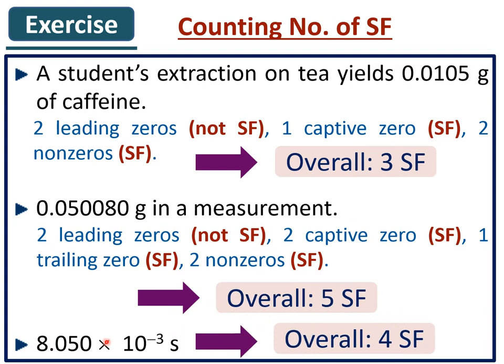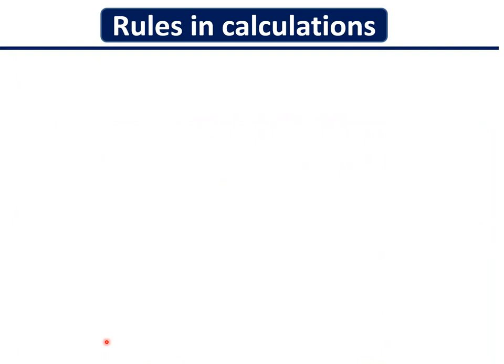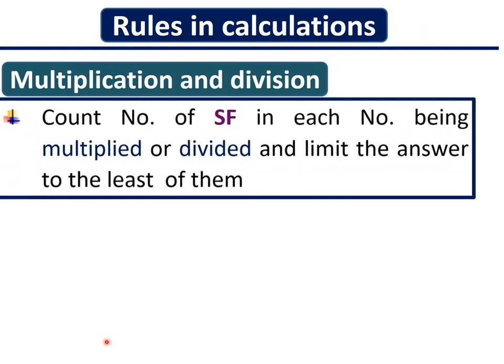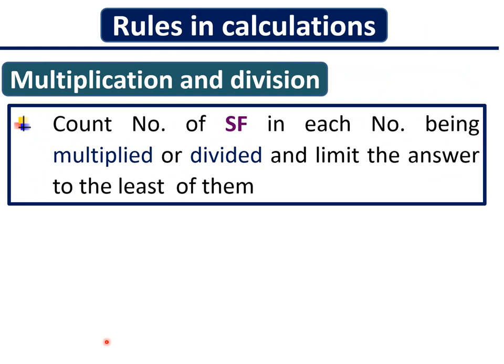Now we are familiar with counting how many significant figures we have in the measurements. How about if you make some calculations with these figures? One number may contain three significant figures, and another number may have four. How about the result? Should it contain three or four? We will see now in the calculations. The calculations are divided into two different categories. The first one is multiplication and division.